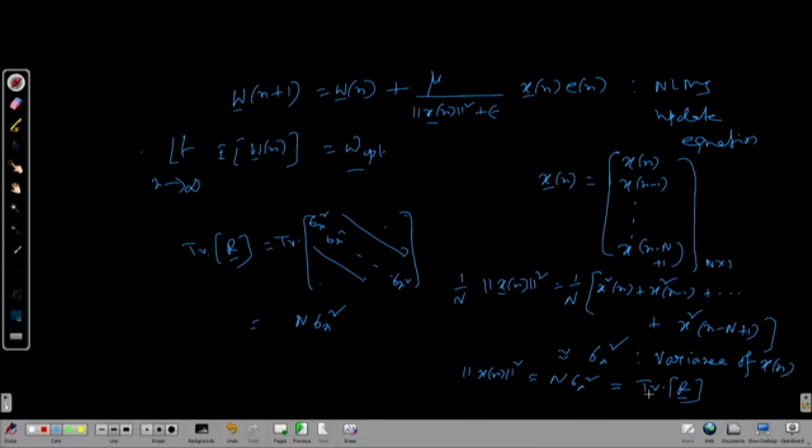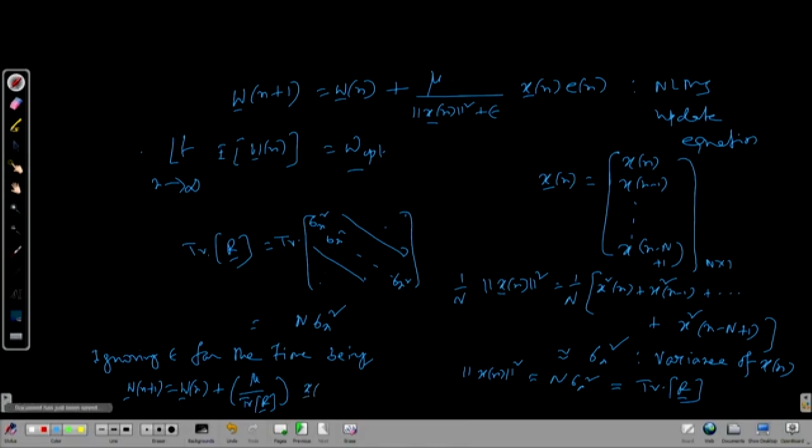Therefore, if we ignore this epsilon for the time being because it is very small, we will have W n plus 1 as W n plus mu by norm x n square, which is trace R, this much into x n e n.